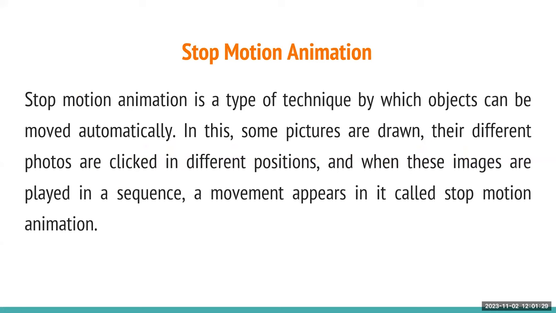In simple words, in this animation, we just draw some pictures and click photographs of the drawn images. We arrange these photographs in the sequence in which we want to create the movement, and we simply play it. When the movement appears, we call it stop motion animation. It is just an illusion of motion. Actually, the photographs do not move; it creates an illusion of motion. So this is all about stop motion animation.